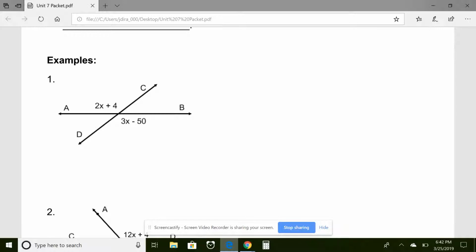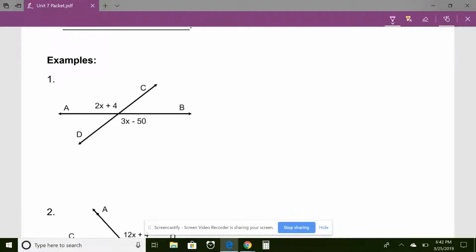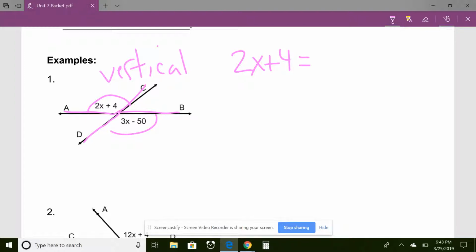So in number one, if we take a look at these two angles, the first thing you've got to do is define what kind of angles they are. Here in this diagram, we have this angle and this angle. These two are vertical angles. When you have vertical angles, you set the expressions equal to each other since they are congruent. So you set 2x plus 4 equal to 3x minus 50, and then solve for x.